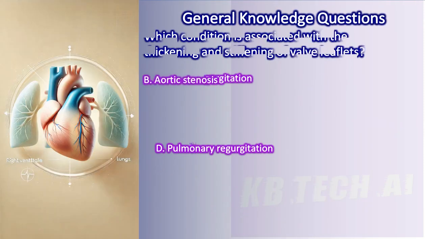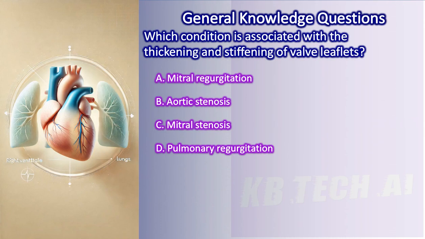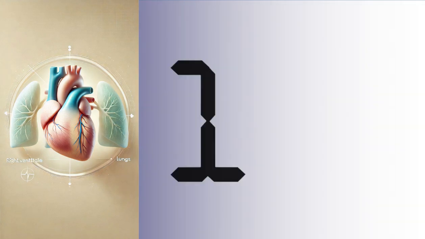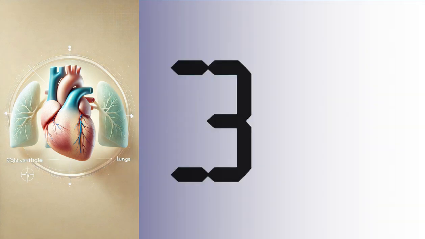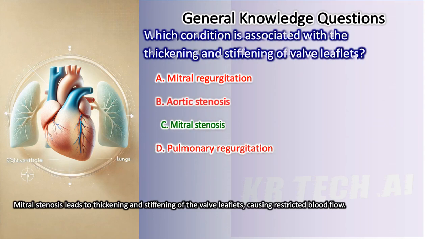Which condition is associated with the thickening and stiffening of valve leaflets? Option 1, mitral regurgitation. Option 2, aortic stenosis. Option 3, mitral stenosis. Option 4, pulmonary regurgitation. The answer is option 3, mitral stenosis.